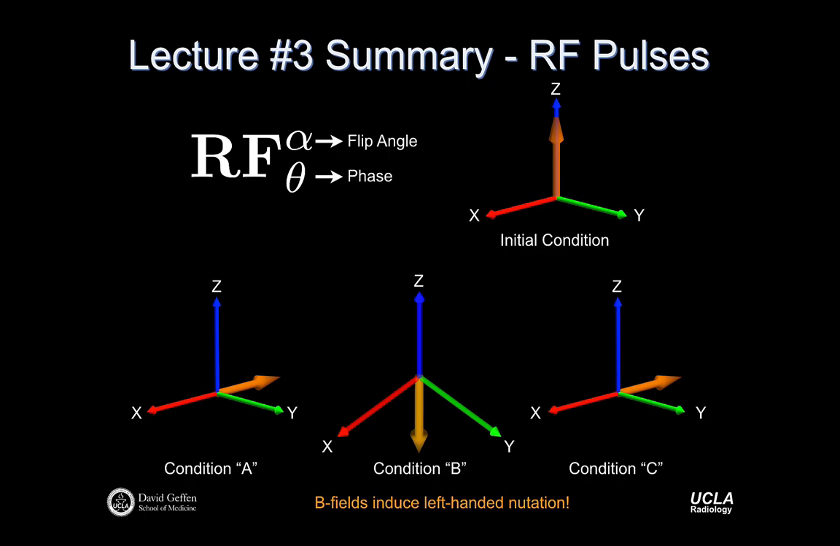The difference between A and C. It wasn't even supposed to be a trick question. That's a copy paste problem. Sorry about that. So there is no difference. That's total copy paste error. So the bulk magnetization for C is actually supposed to point along minus Y.